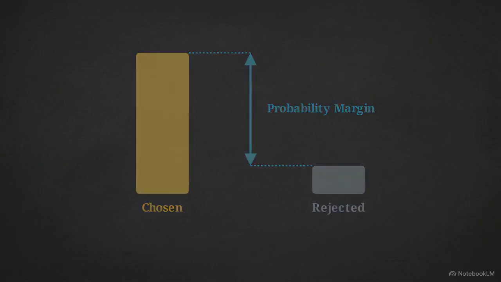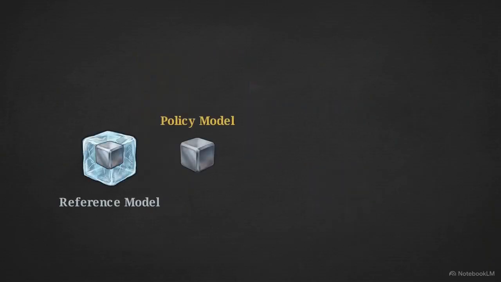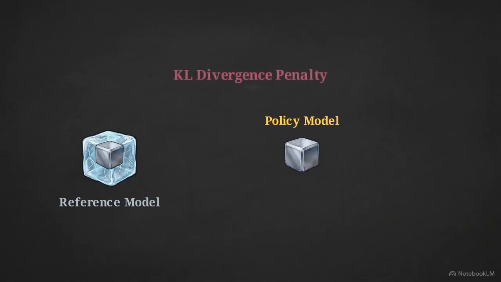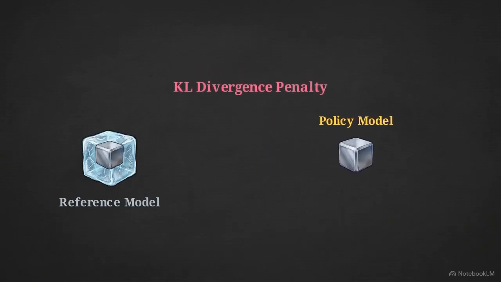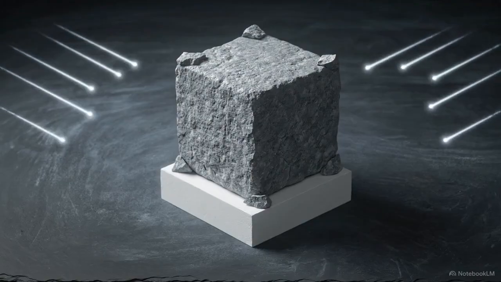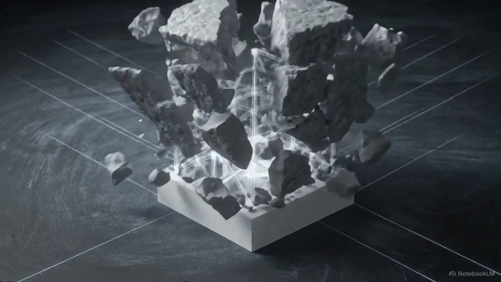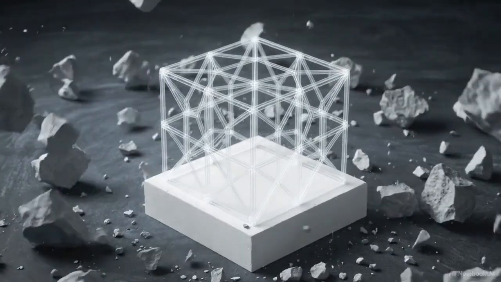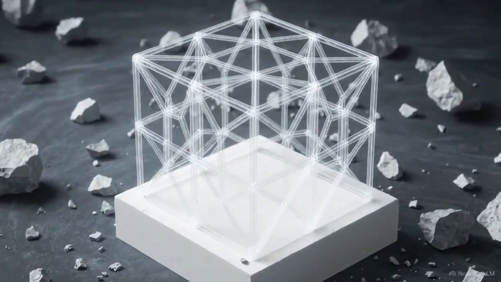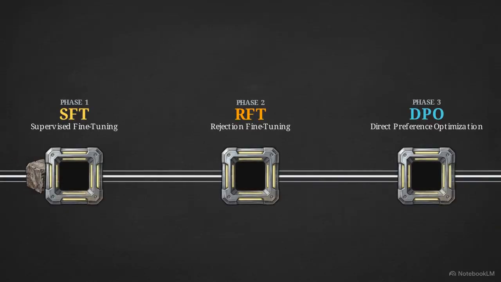To prevent the model from drifting too far from its original logic, a frozen reference model acts as an anchor. The KL divergence penalty ensures the model remains grounded in its previous training. By utilizing relative probabilities, DPO sculpts the model's final persona, ensuring its output aligns with human taste and safety requirements.